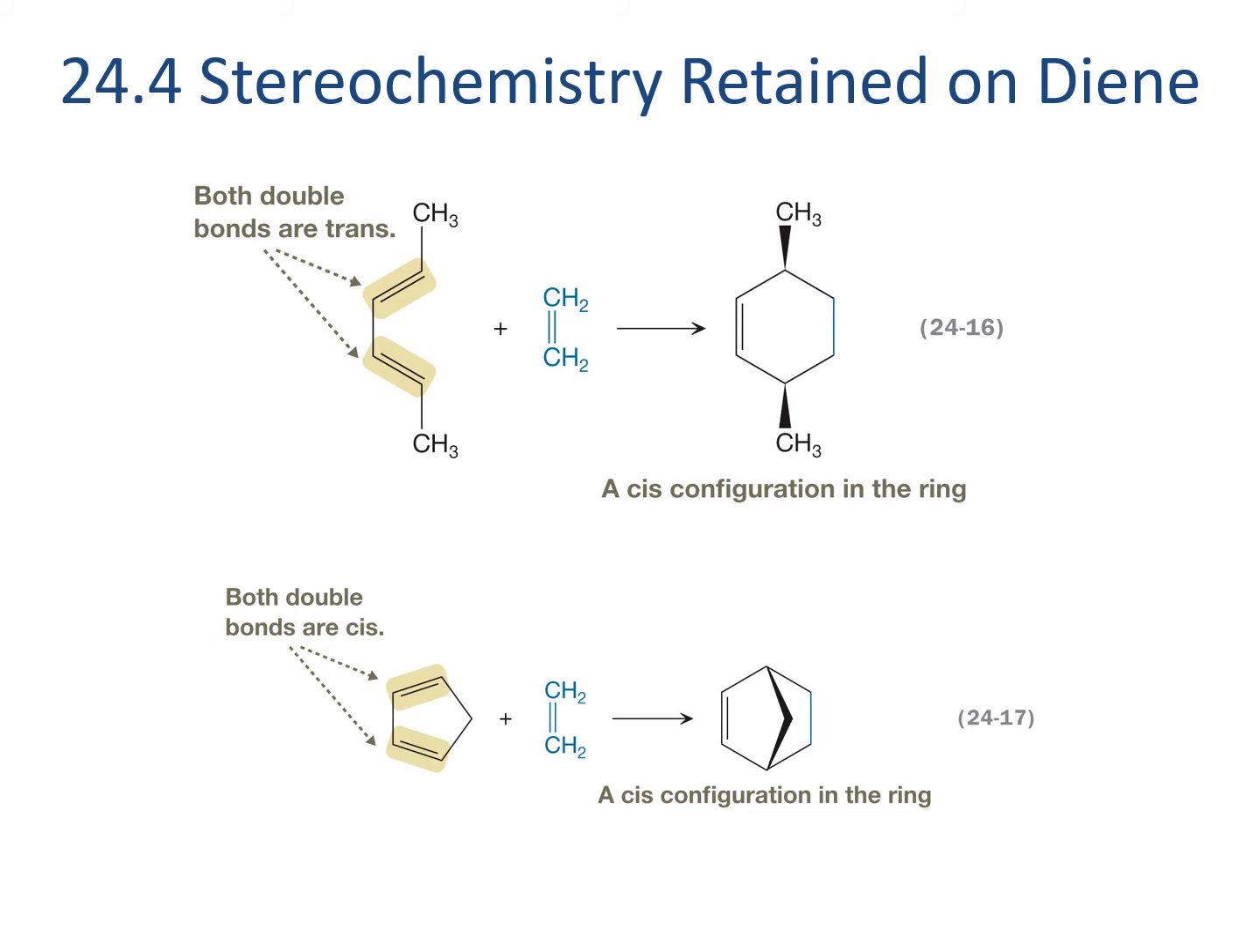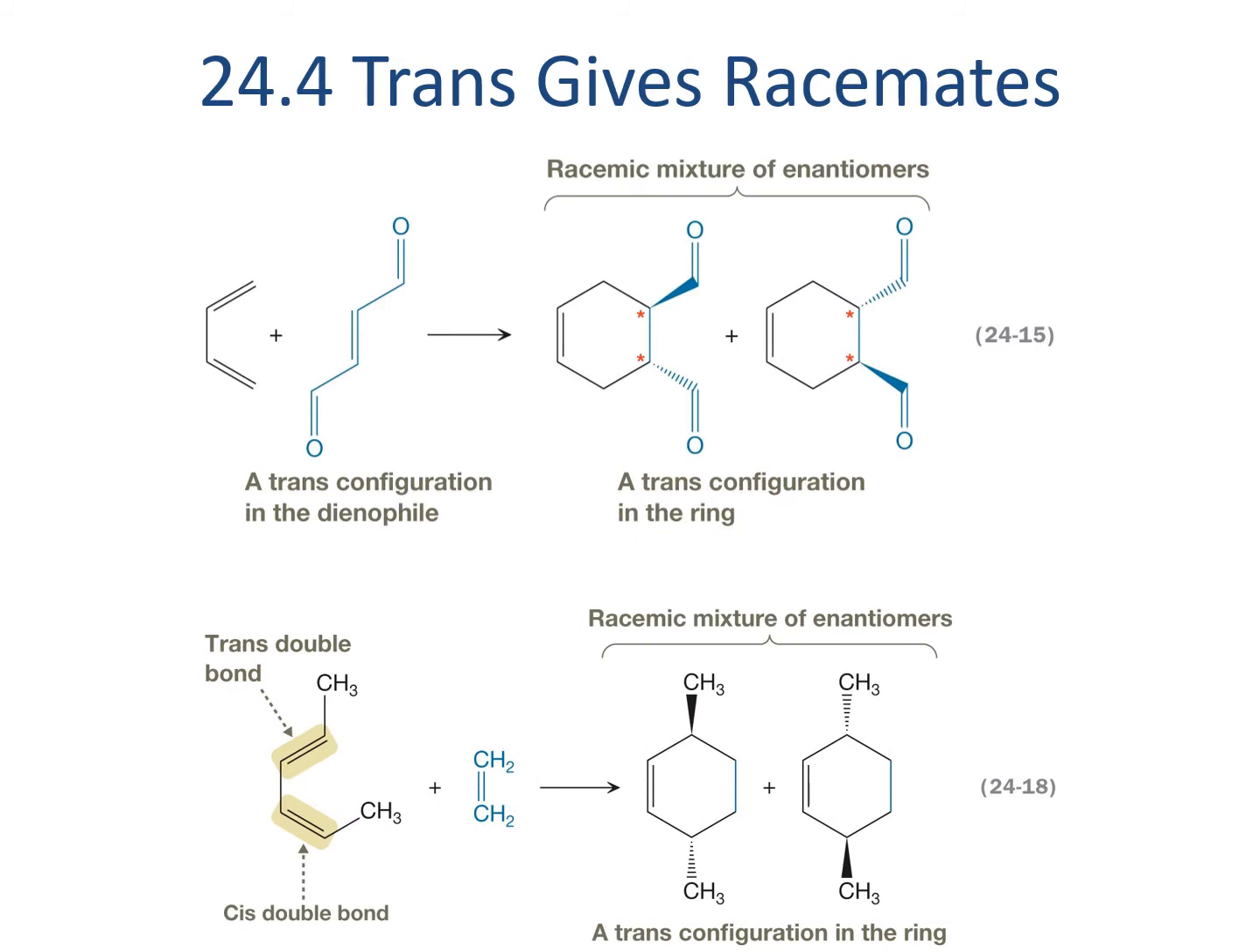If the double bonds of the diene are both trans or both cis, the addition of the dienophile will force them both into a cis conformation in the product. However, if the dienophile is trans, or the diene is a mixture of cis and trans, there are two possible products that can form, each enantiomers of the other. There's often no preference for one over the other, so the products are racemates, but still always trans.